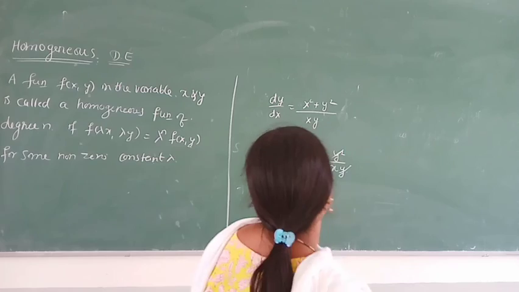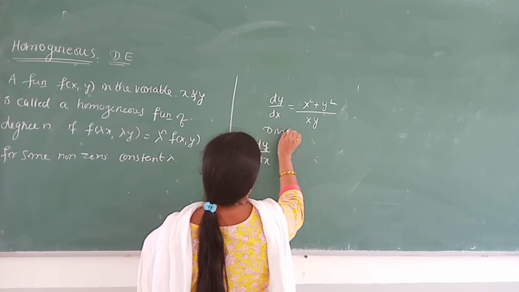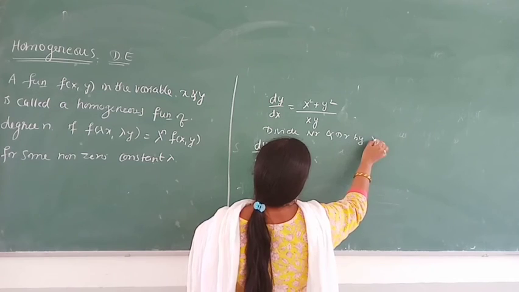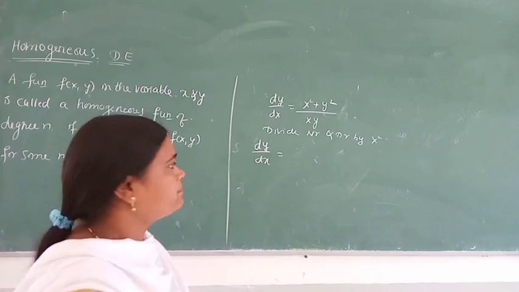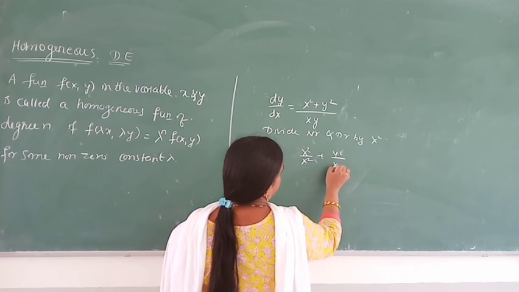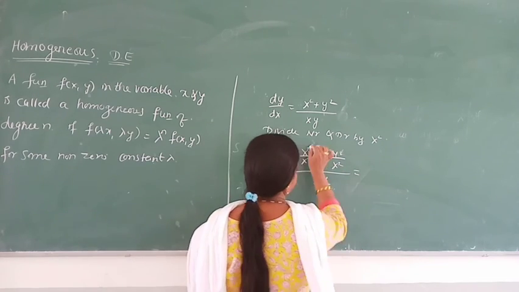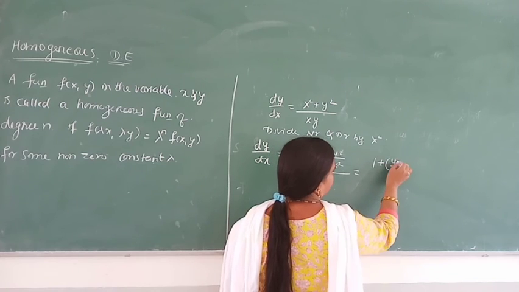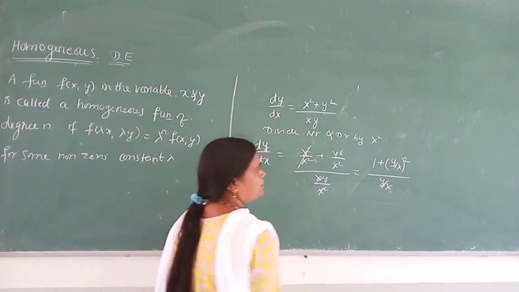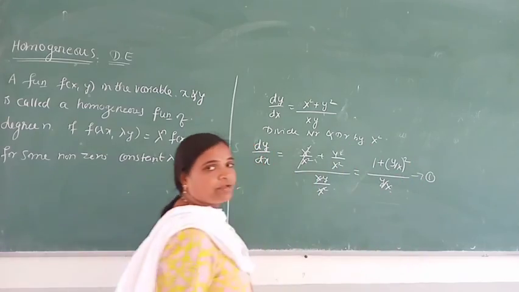Better I will write this in the form of dividing numerator and denominator by x square, so that I can get it in the form of y by x. That is x square by x square plus y square by x square, divided by xy by x square. See, x square gets cancelled: 1 plus y by x the whole square, divided by 1, x gets cancelled, that is y by x. All this is equation 1. This is in the form of y by x pattern.